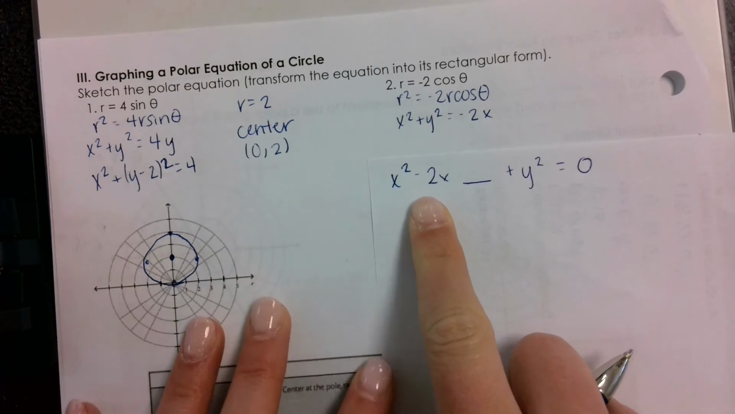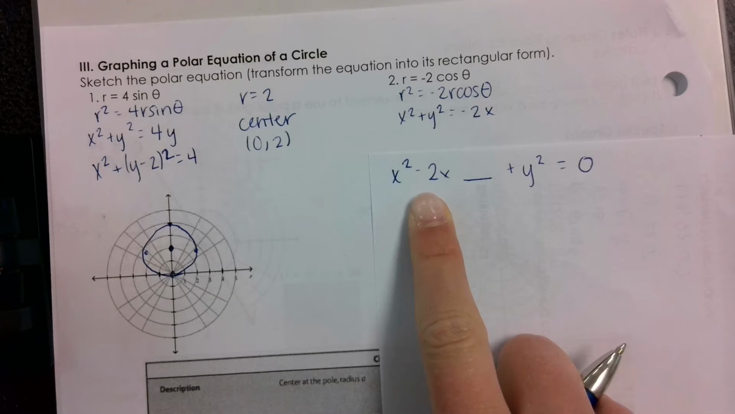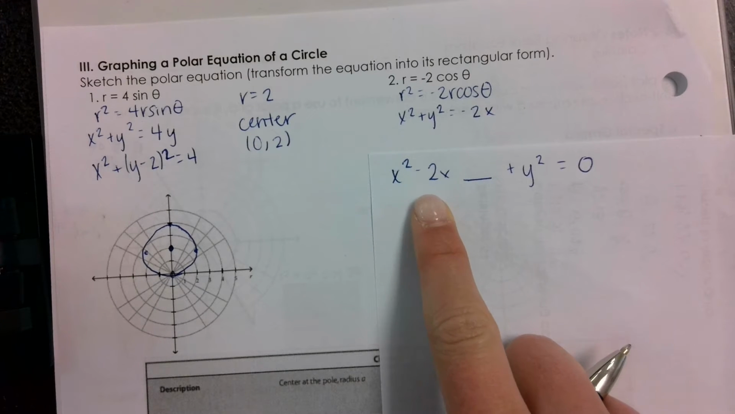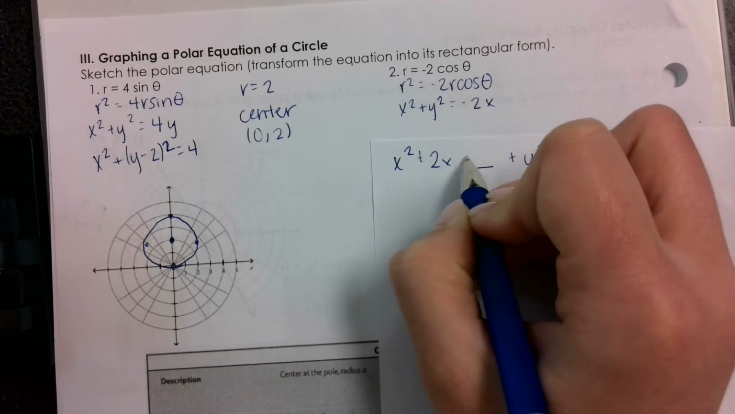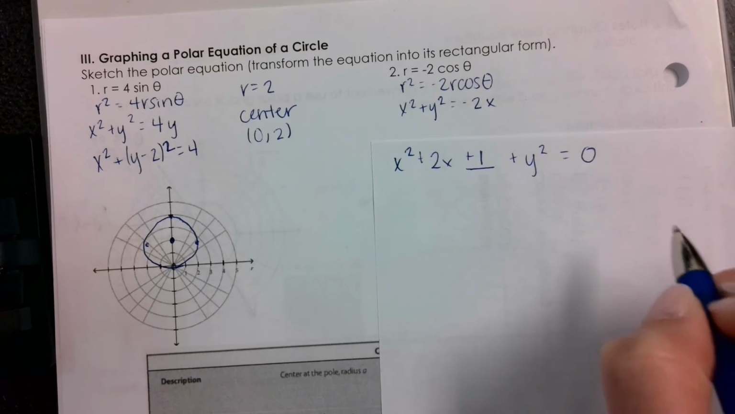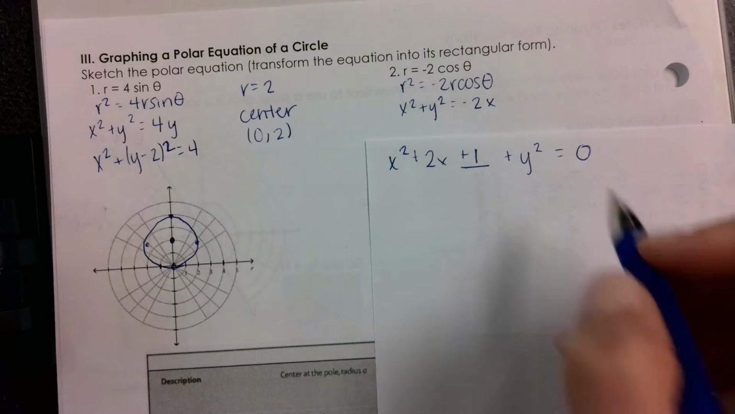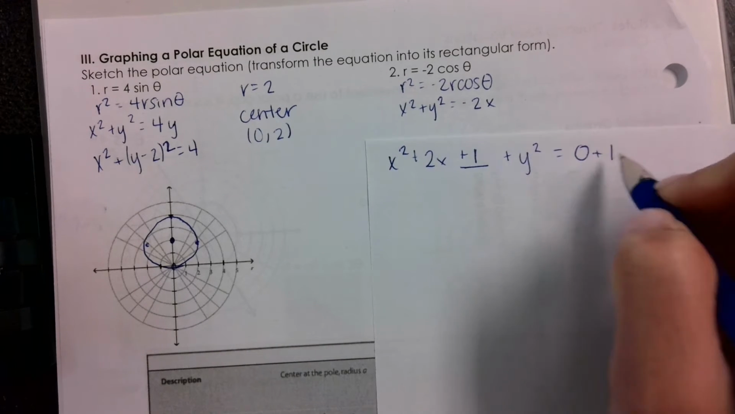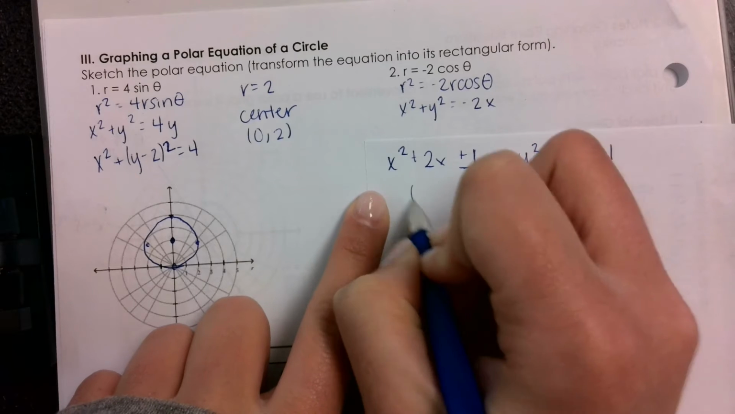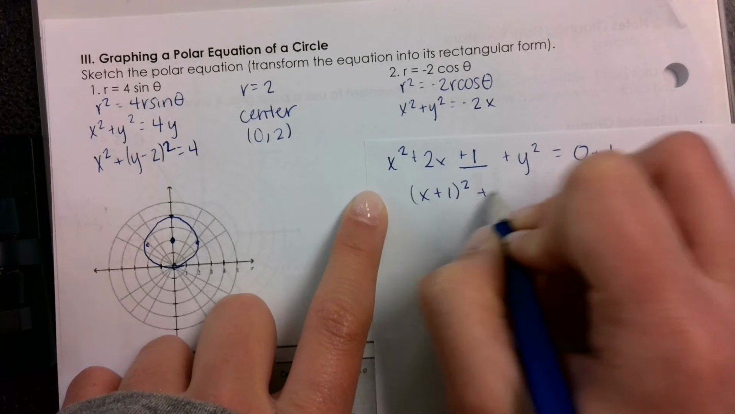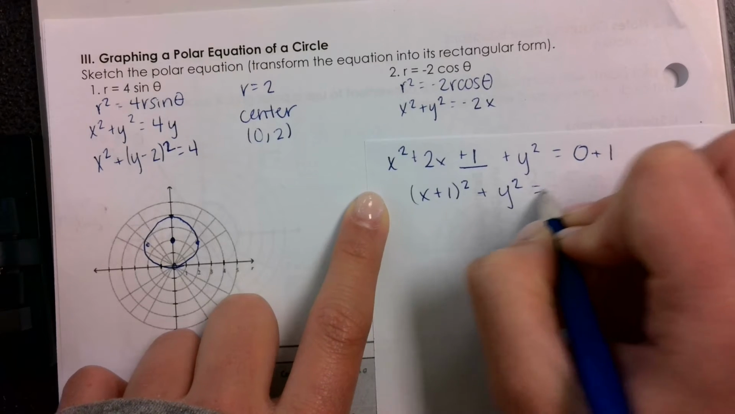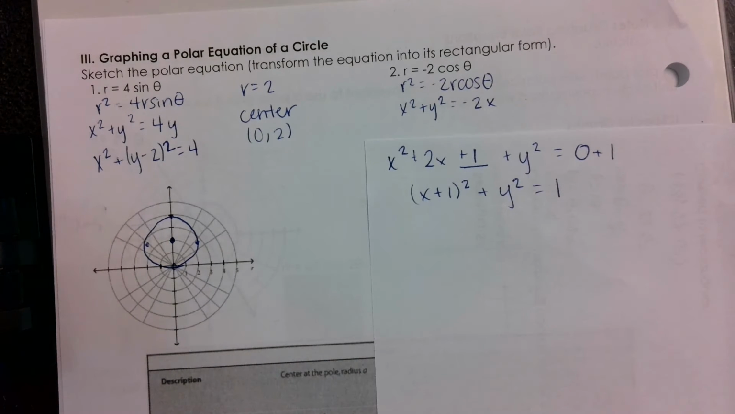Okay, so you're going to do b divided by 2. So negative 2 divided by 2, what do you get? Negative 1, squared gives you 1. Yes, that should be positive 2. I keep forgetting to switch my signs. So then we have to add a 1 to the other side as well. So that's going to factor into (x plus 1) all squared plus y squared equals 1.